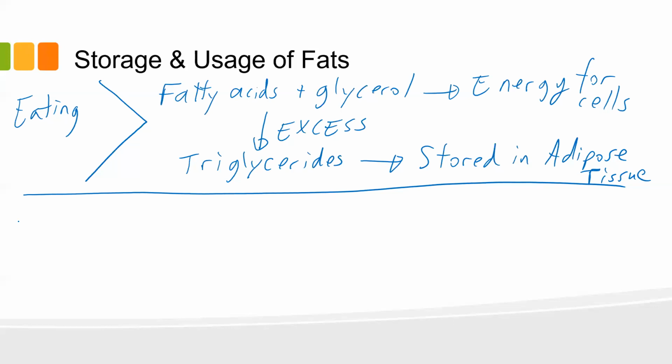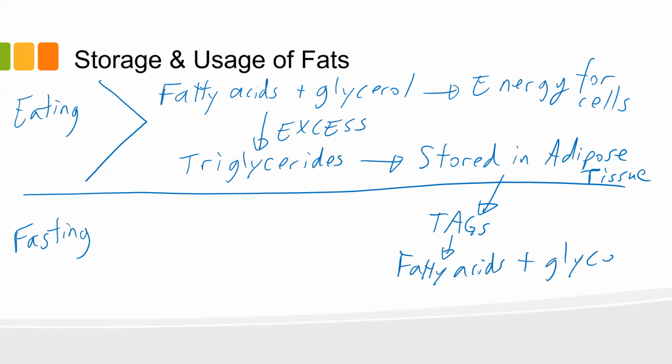So what if we're fasting? By fasting, it means we haven't eaten in a while. It doesn't necessarily mean you're fasting for days on end, but it just means that there's no food in your stomach, and that food is not providing any of these things for your blood, right? So basically, this stuff that is stored is going to get broken down. These triglycerides stored in the adipose tissue get broken down into fatty acids and glycerol, and this is energy for cells.